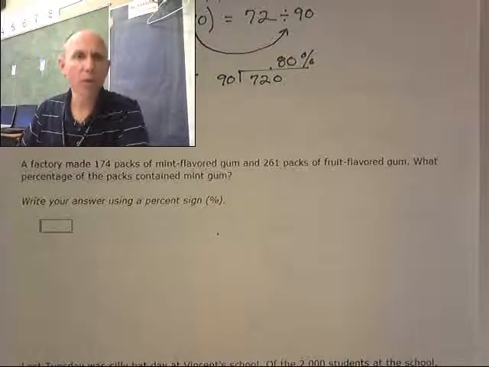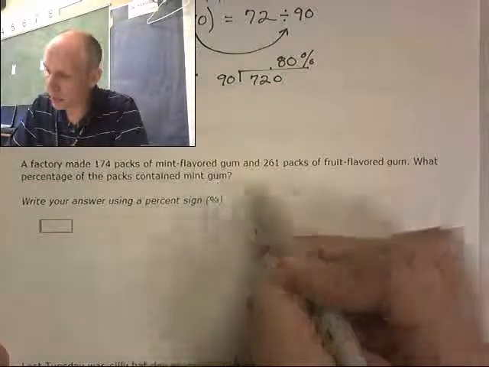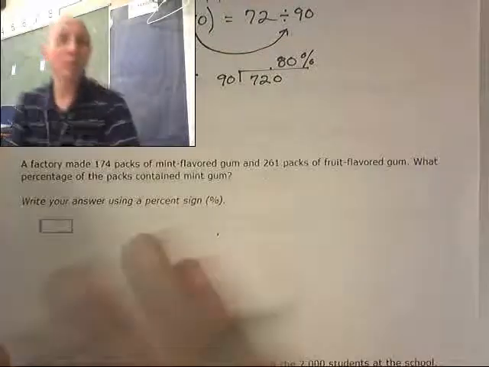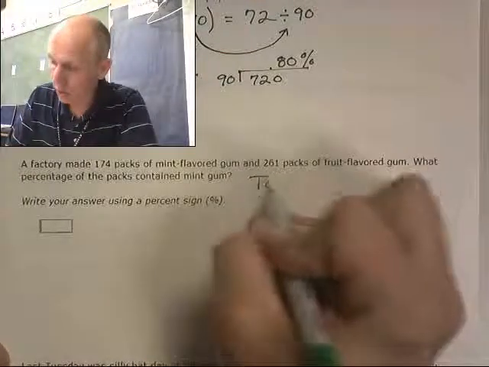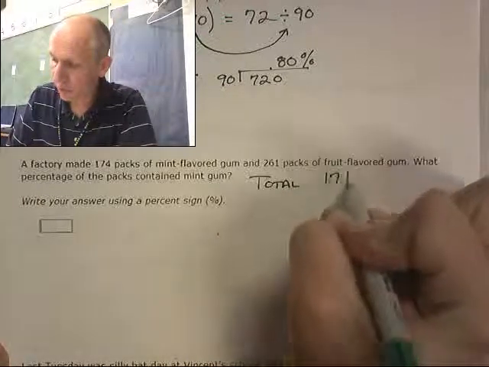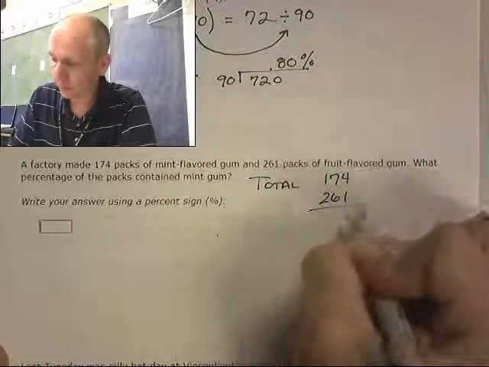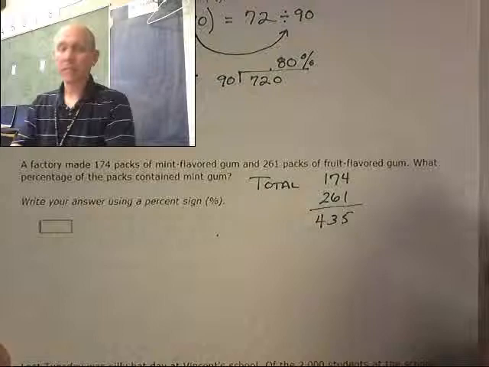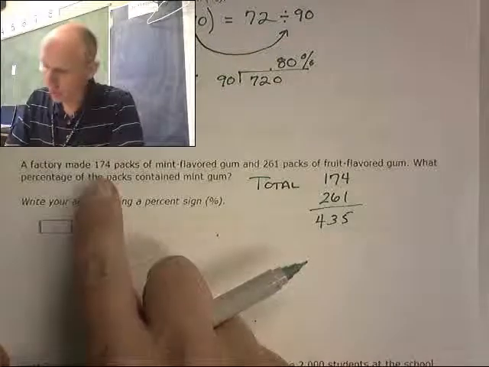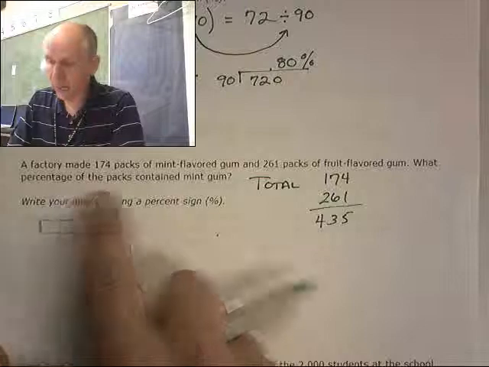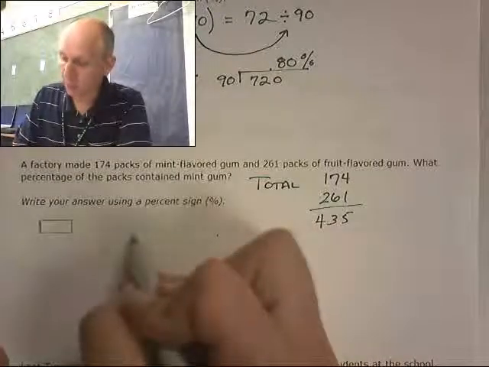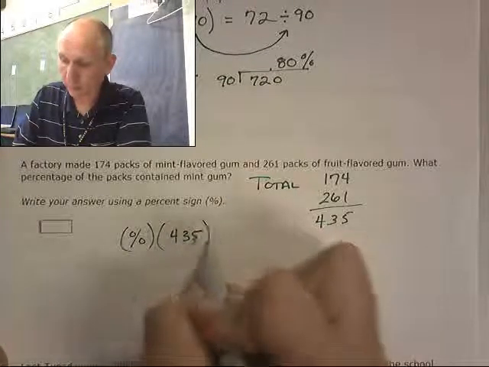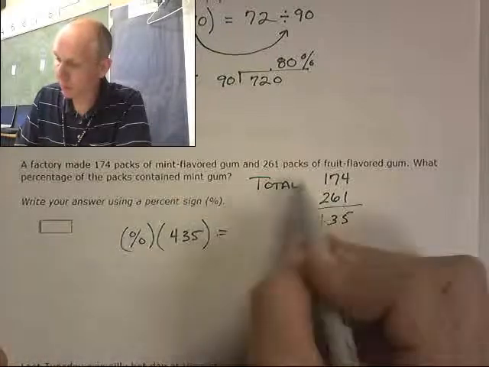A factory made 174 packs of mint-flavored gum and 261 packs of fruit-flavored gum. So what's my total gum they made? Total gum is 174 plus 261. So 435, that's my total amount of gum. What percent of the packs contained mint? Okay, so percent of the total equals mint, right? How many are mint? There are my mints.